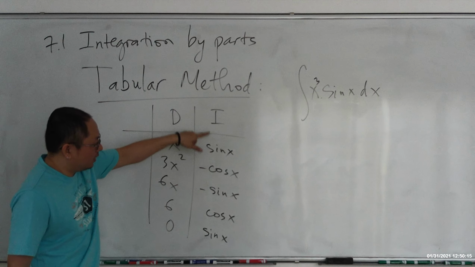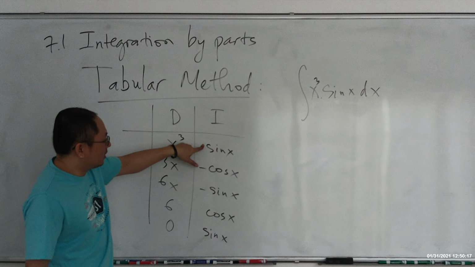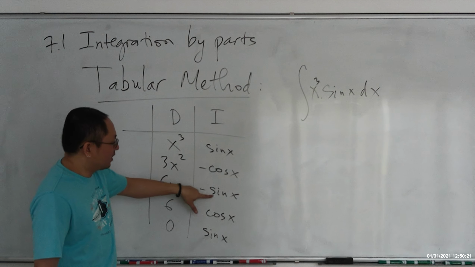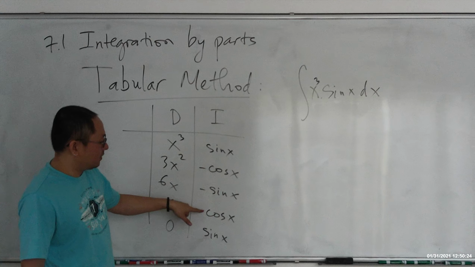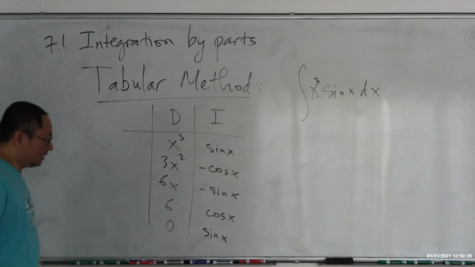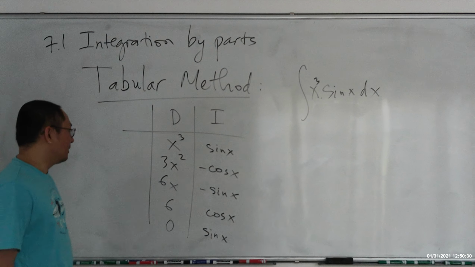Keep in mind this is how we do integral. Integral of sine is negative cosine. Integral of negative cosine is negative sine. Integral of negative sine is cosine, because the derivative of cosine is negative sine. Integral of cosine is sine x. I stopped because I got a 0 right there.